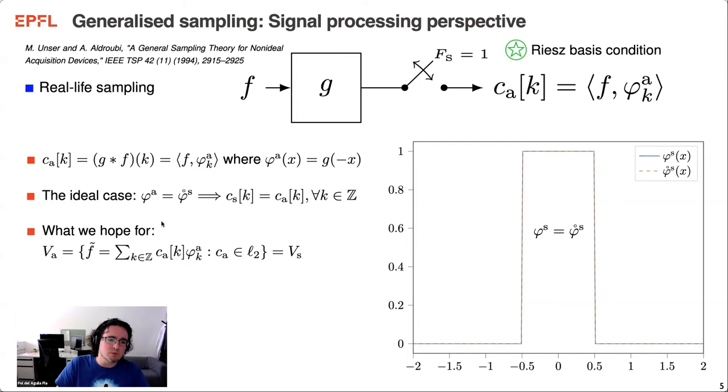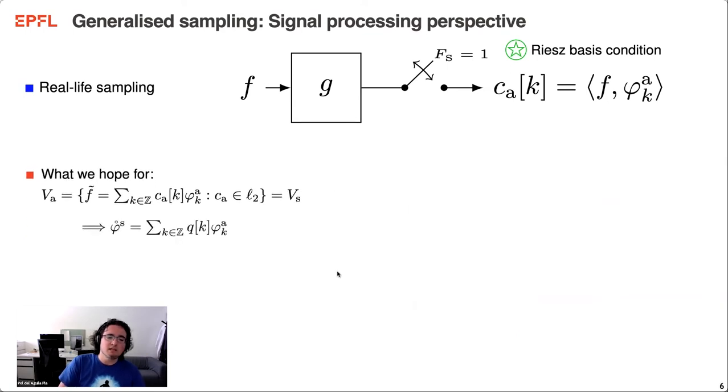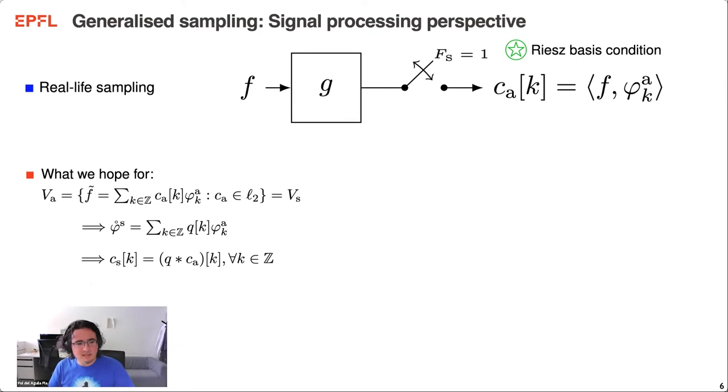In more practical cases, what we hope for is that even if the basis functions are not the same, we hope that the span of the analysis function and the synthesis function is the same. And in that case, we have a very nice property, which is that this dual function that we talked about before can be expressed in terms of coefficients q[k] of the analysis function. And that means that actually we can get the best coefficients as discussed before by simply convolving the measurements with some digital filter q.